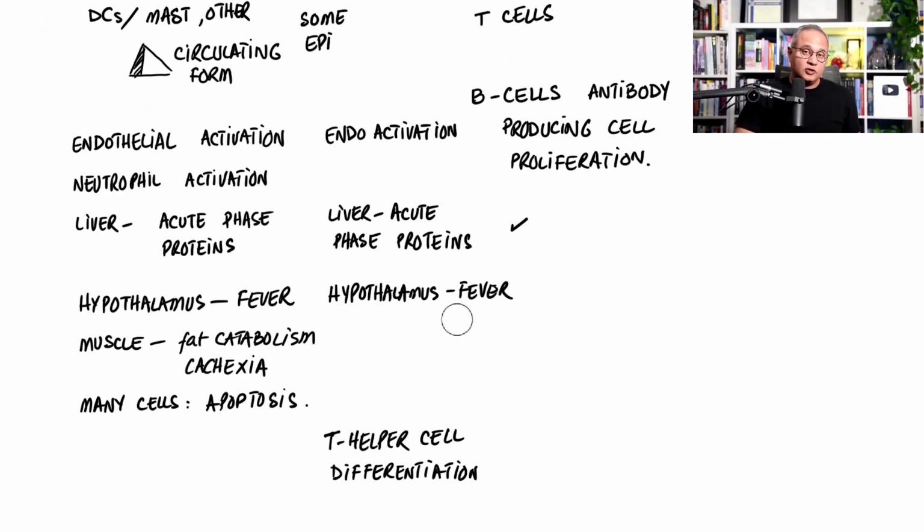TNF can go to the hypothalamus and change our temperature set point and cause fever as well. TNF acts on our muscle as well and breaks down the muscle fats. This is why in advanced cases of tumors, the TNF production causes cachexia, which is a condition where muscle loss starts occurring. And TNF causes apoptosis of many kinds of cells.